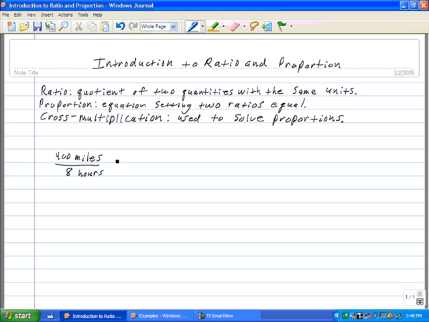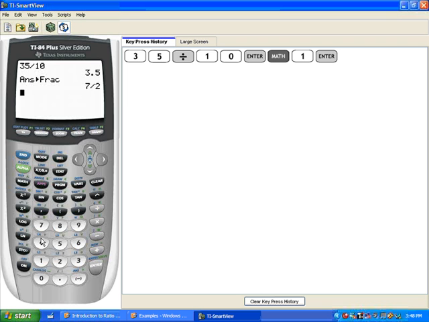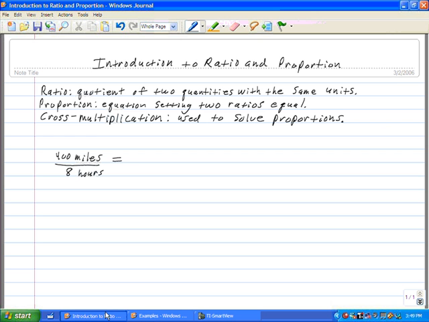when you simplify that, you go to the calculator, you take the 400, you divide it by the 8, and that should come out to be 50, and so that is 50 miles per 1 hour. And again, technically speaking, that is not a ratio, that is a rate, because these two units are not the same.